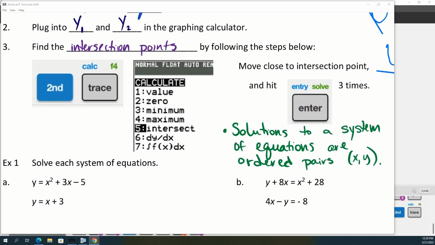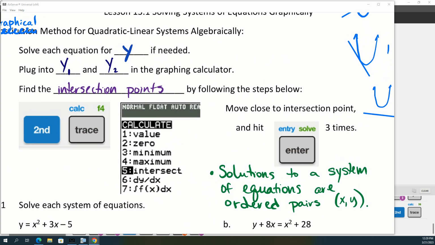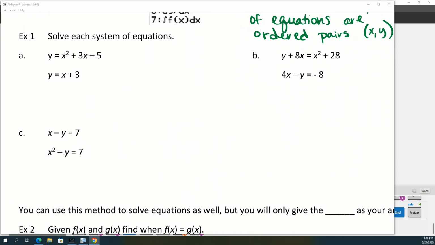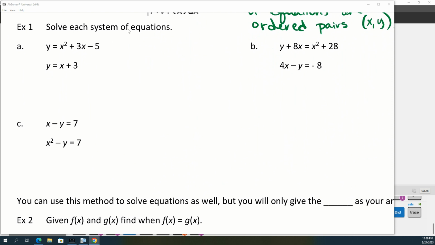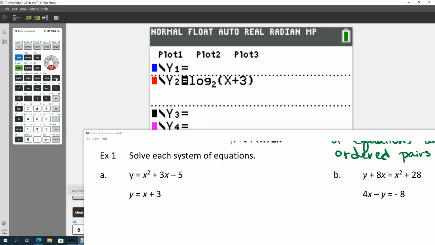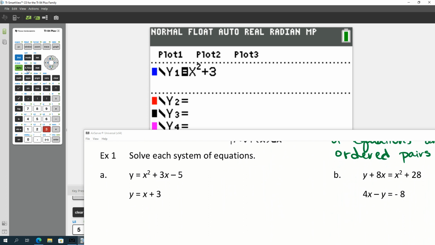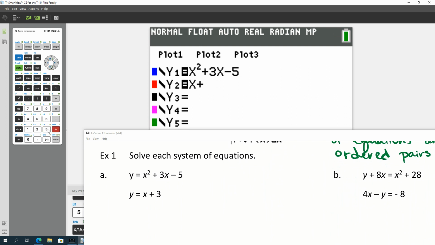All right. So we're going to do example 1, which tells us to solve each system of equations. The first one we're going to do, they're both already solved for y, which is great. So we don't have to do that first step. So what we'll do is go to the calculator, hit y equals, and then we're going to type them both in. The first one I'm going to put in for y1, and then the second one we'll put in for y2.